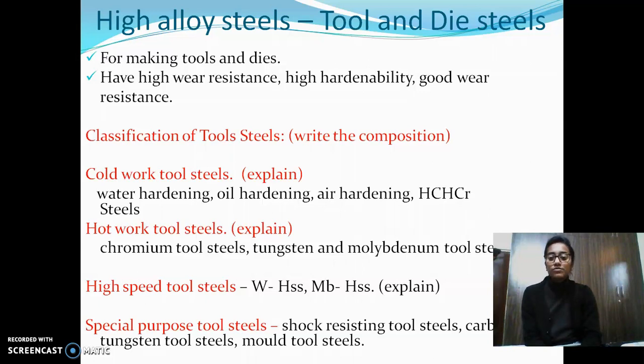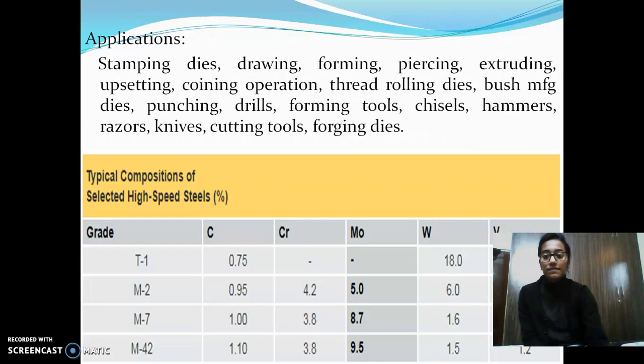Coming to the high-speed tool steels, they are divided into 2 types, that is tungsten high-speed tool steels and molybdenum high-speed tool steels. Now coming to the special purpose tool steels, they are again divided into 3 types, that is shock resisting tool steels, carbon tungsten tool steels and mold tool steels.